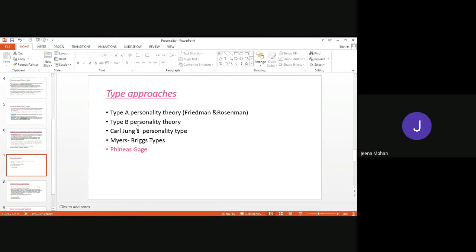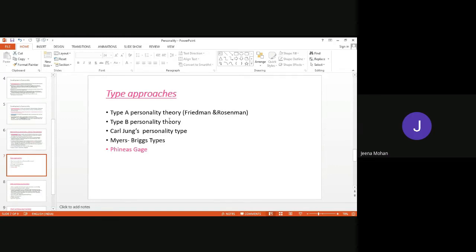So type A personality and type B personality, these are the two types developed by two cardiologists. Now let us look at the characteristic features of type B personality. Just the opposite. They tend to be easygoing. They seem to be relaxed all the time. They prefer to be in a relaxed mood.